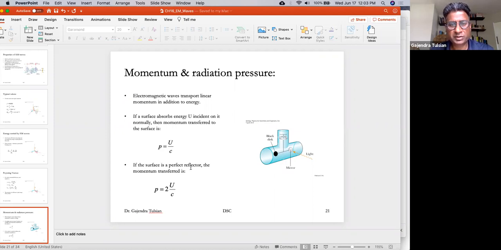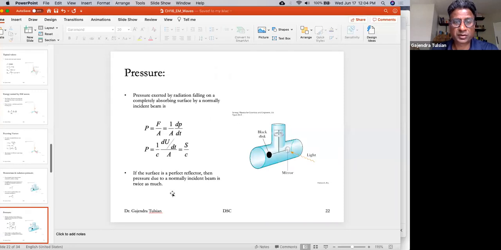This is for absorption. If the surface reflects light, here's a surface that reflects light, and the black surface absorbs light. If it's a perfect reflector, then the momentum transferred to that object is twice as much. We'll come to this fact a little later, but if it's a reflector, twice as much momentum is transferred to it.